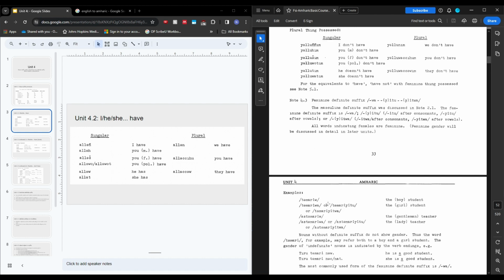So I think with examples it might help better. Tamari by itself means student. You don't know if it's a boy student or girl student.